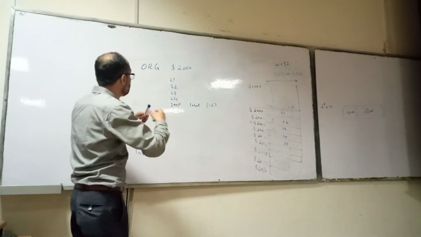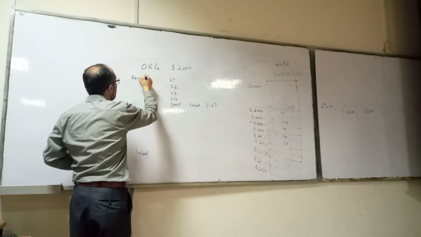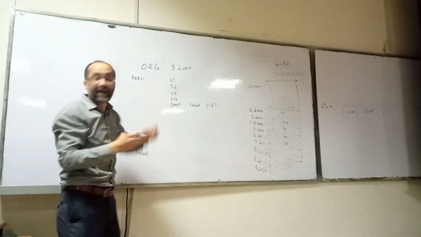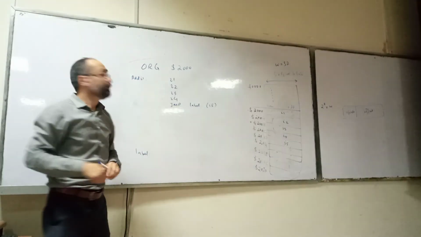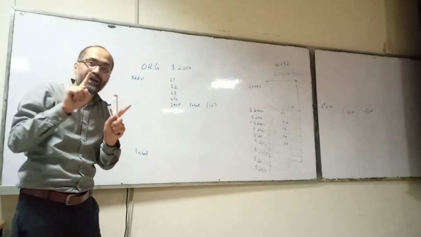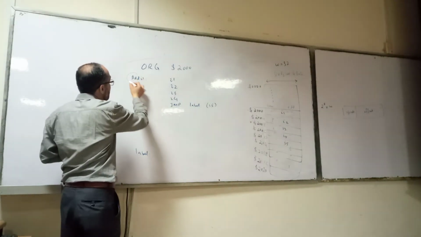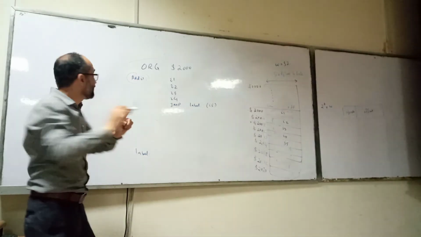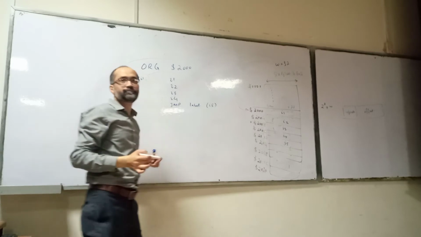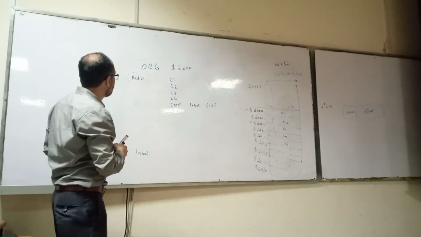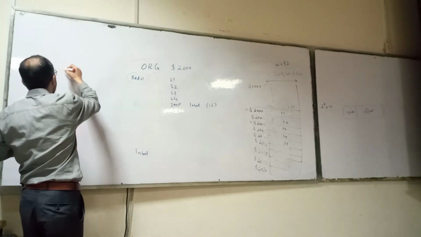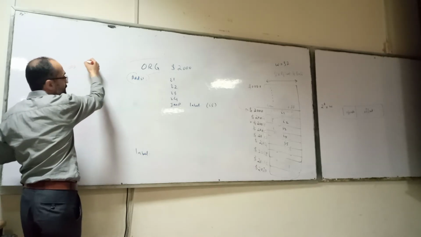Now if we say add I1, I also define a label add I1. What is add I1? It is an address. Add I1 is also a label, and it is a label which is an address. It is the address of which instruction? I1. So actually, what is this address?